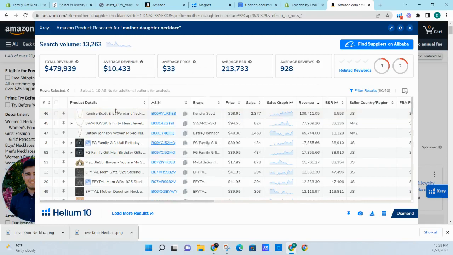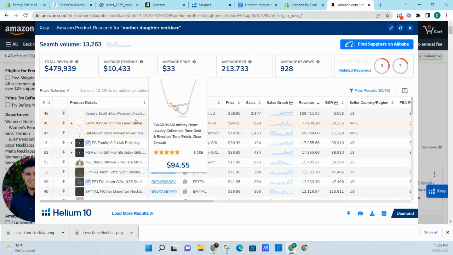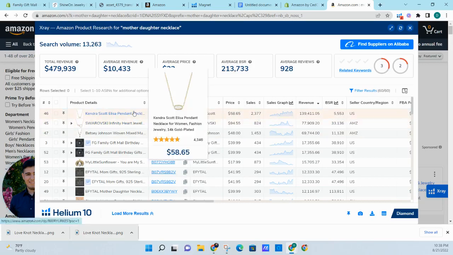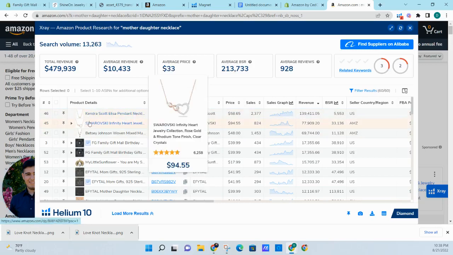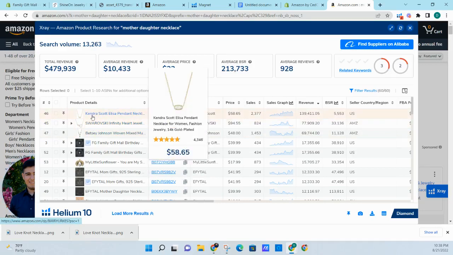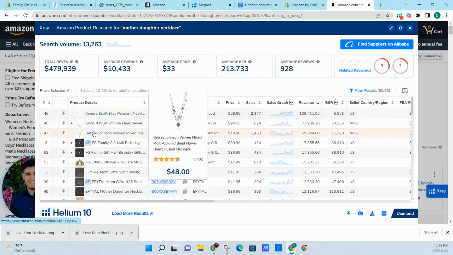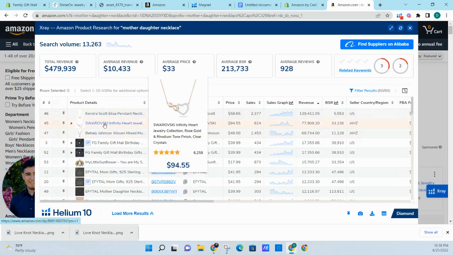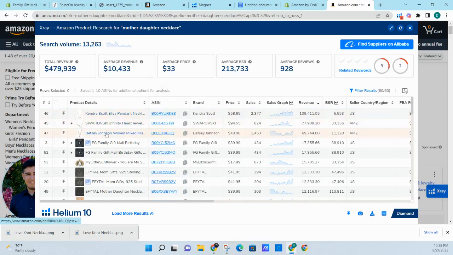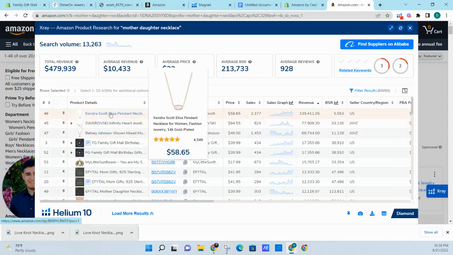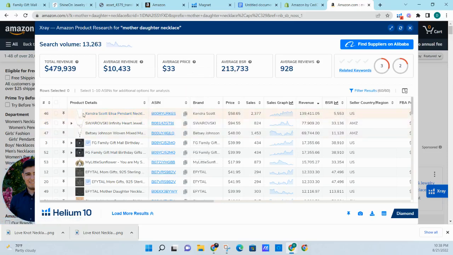The products that are selling the best and the most are first, and the ones that are not selling well are at the end. So these first three, we probably won't consider our competition, because someone that is looking for a daughter gift is not necessarily going to buy this or prefer this over our products, right? So I won't consider them our competition.